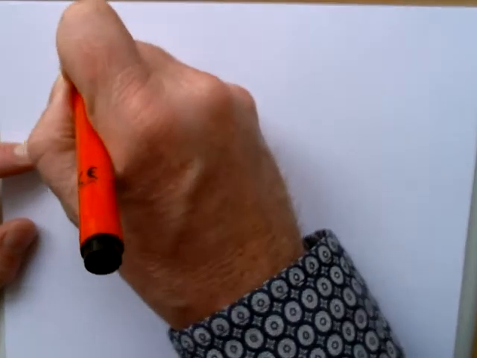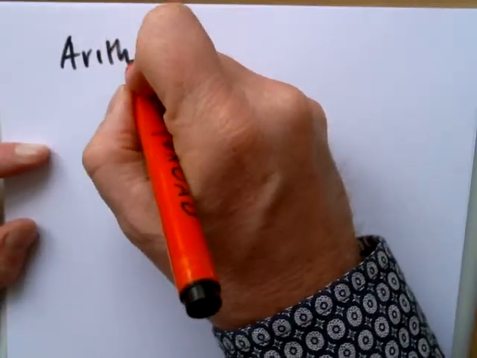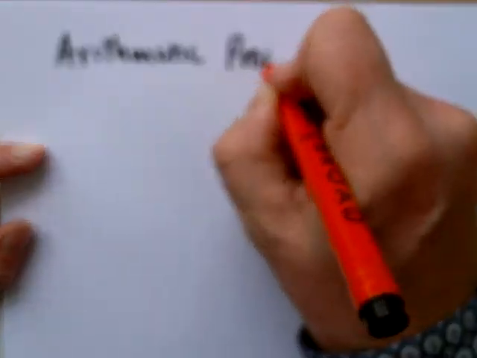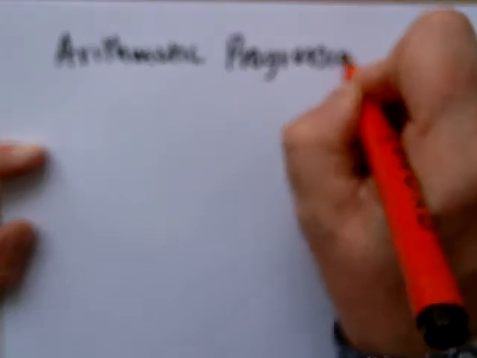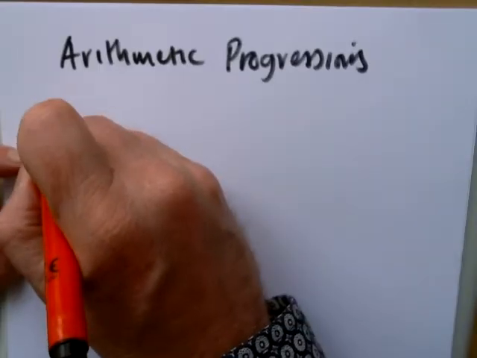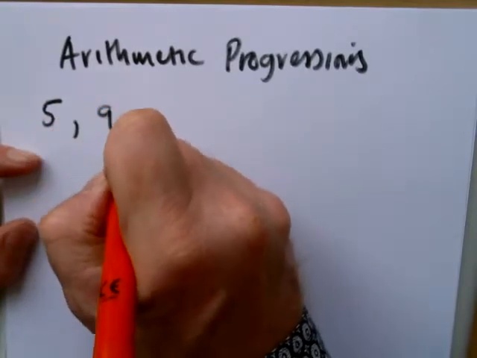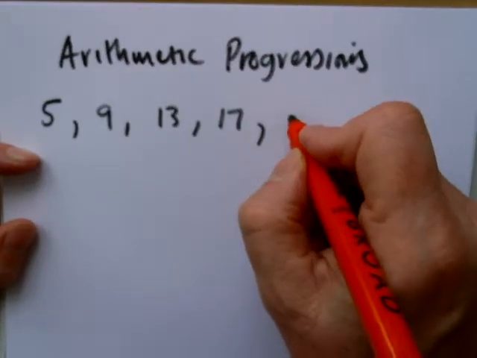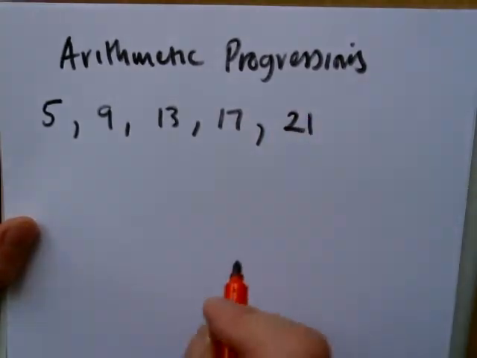So, arithmetic progressions. Arithmetic progressions are sequences. Well, they have the following in common. I'll give you an example. 5, 9, 13, 17. From one term to the next, I'm simply adding 4.